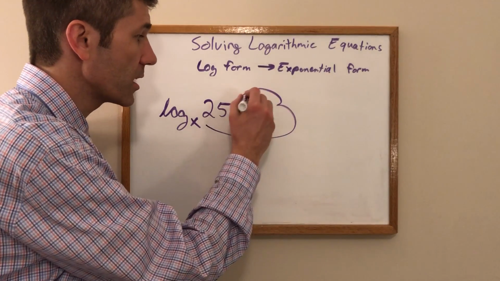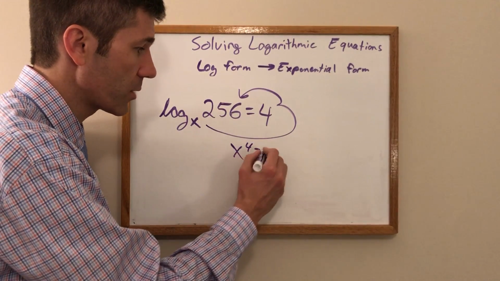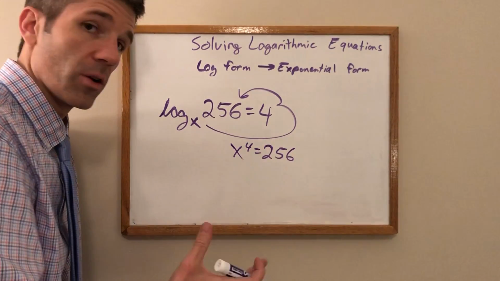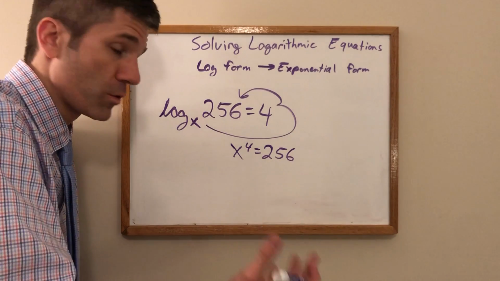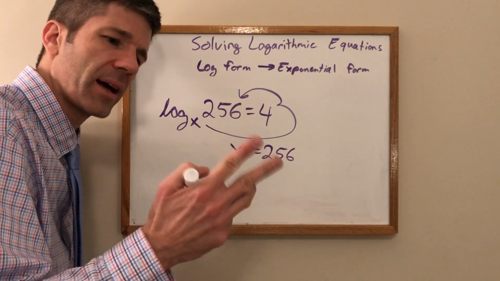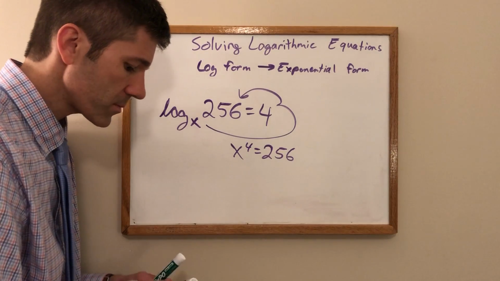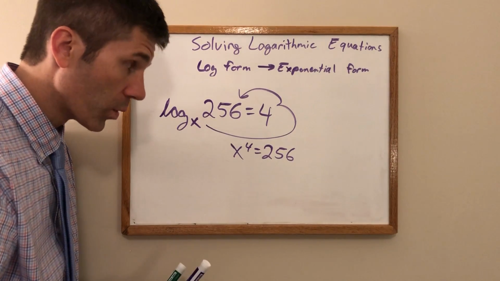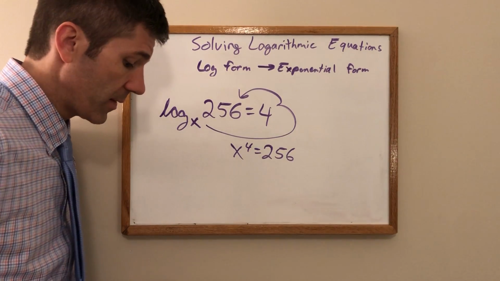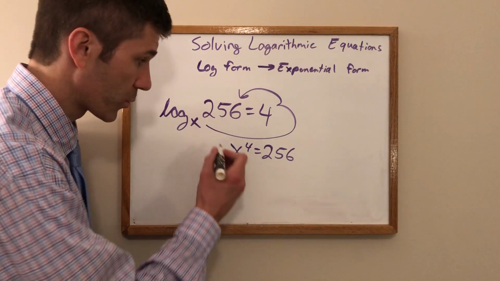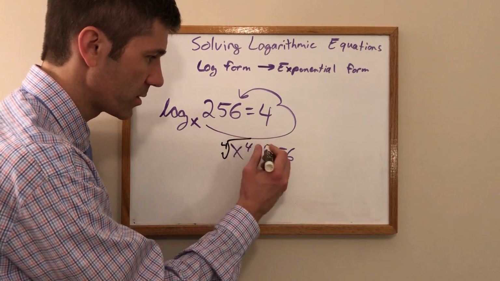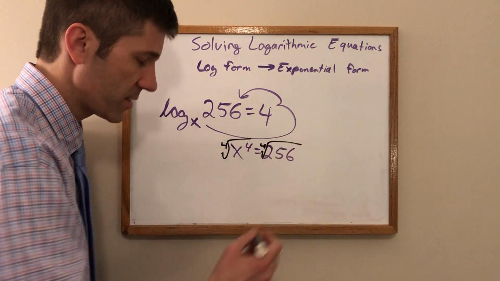x to the 4th equals this, so x to the 4 equals 256. And I want to know what to the 4th power gives me 256. What, when I multiply it by itself, and there are 4 of them, will give me 256? Well, if I want to undo x to the 4th, then I should take the 4th root. So let's take the 4th root of 256.